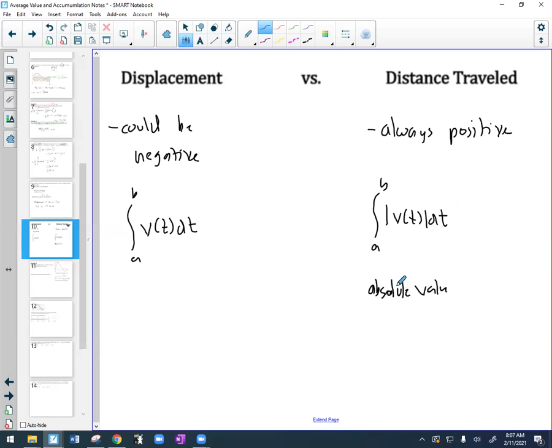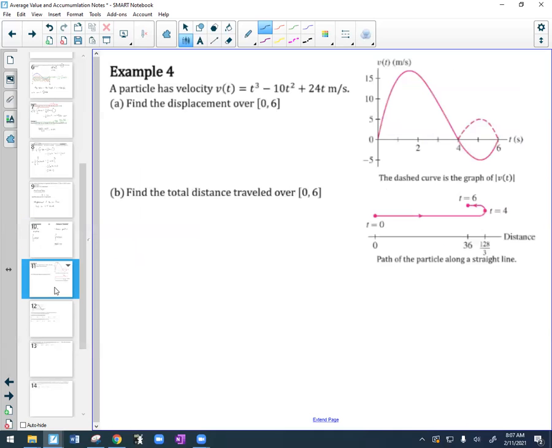Absolute value, that's what makes this different, because it means the negative parts count as positive, basically. So this is the difference between displacement and distance traveled. You can do both of these in your calculator. You can do the absolute value in your calculator, which makes this kind of convenient. So that's what I did for this example. I just used my calculator.